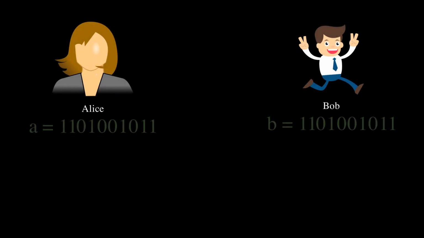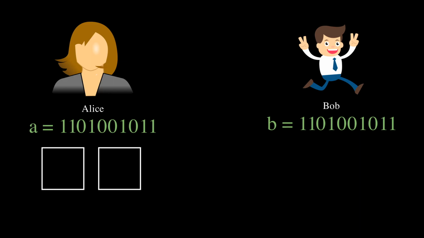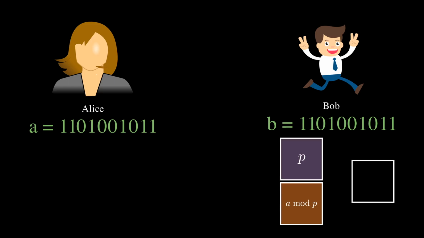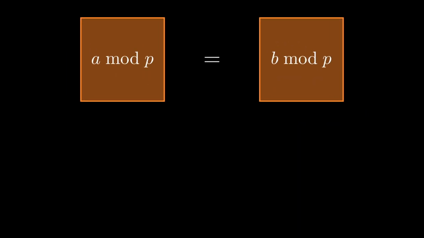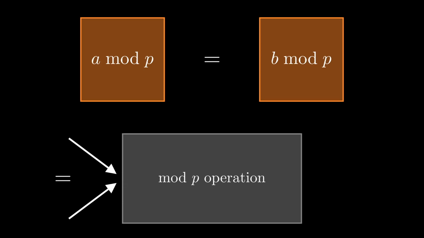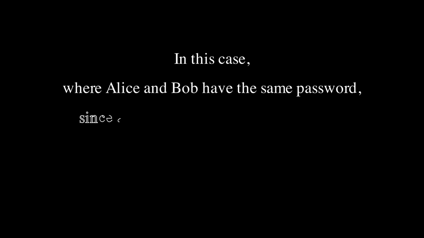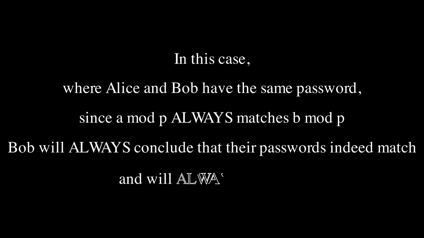When Alice and Bob have the same password, we say that A equals B, but we acknowledge that Alice and Bob are unaware of this fact. Alice goes about choosing a prime P and computing A mod P. Then, by our procedure, Alice sends this information to Bob. When Bob computes B mod P, he will see that it matches A mod P. They match because an identical operation is being applied on identical values. In this case, since A mod P always matches B mod P, Bob will always conclude that their passwords indeed match and will always be correct.